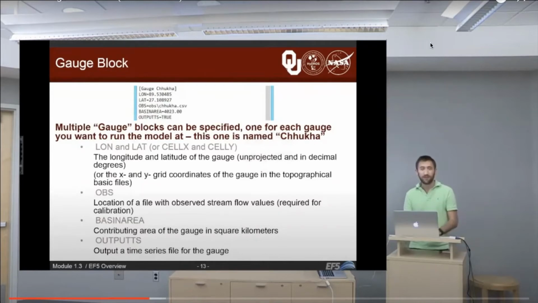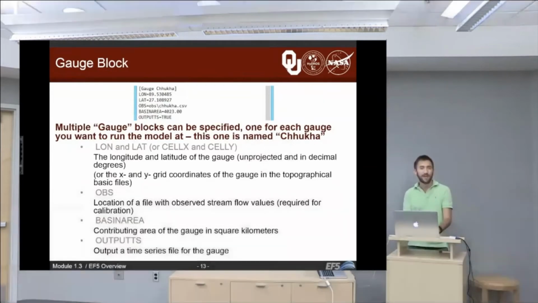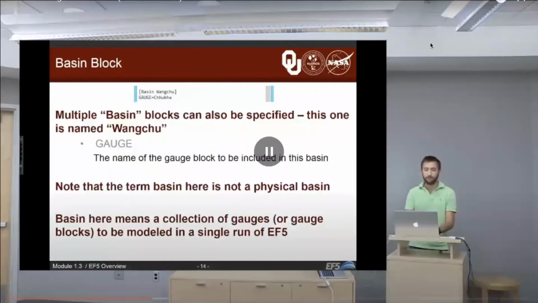The reason why this option is important is, remember, you can have more than one gauge block. So if you wanted to run EF5 over 100 gauge blocks all at once, but you really only wanted to see the output data from one or two, that's why you have that output time series flag.